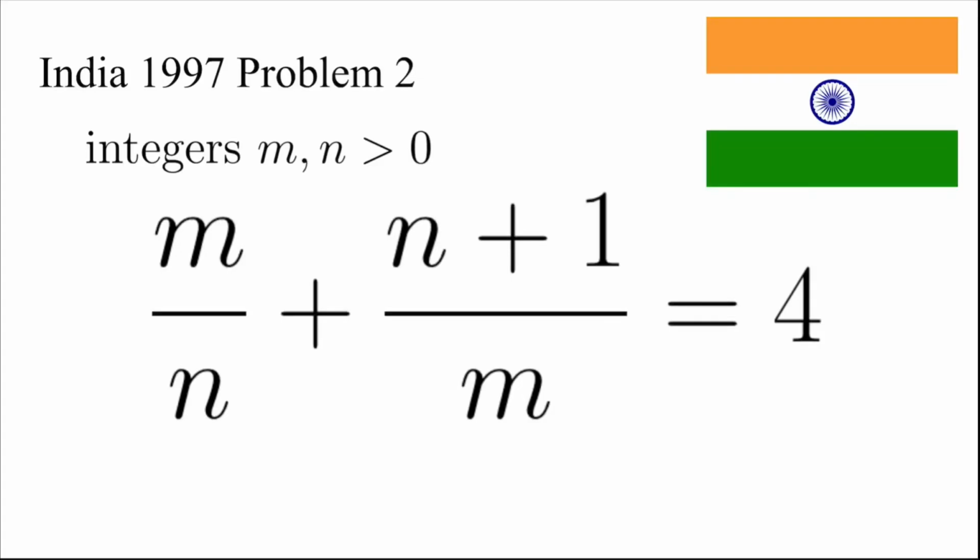In this video, we are going to find positive integers m and n such that (m/n + 1) all divided by m equals 4.